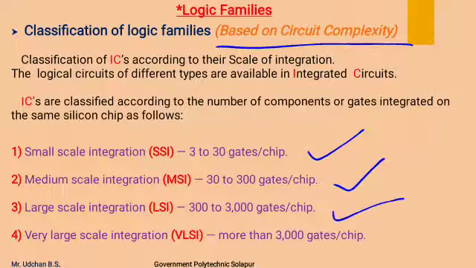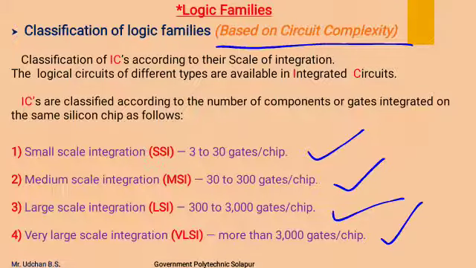The third one is large scale integration. In this, 300 to 3000 gates are used on a single silicon chip, and the examples for this are ROM and RAM. And the last one is very large scale integration, that is VLSI.